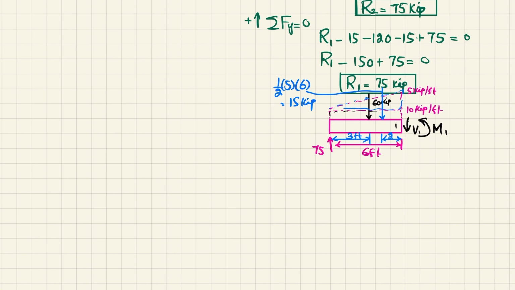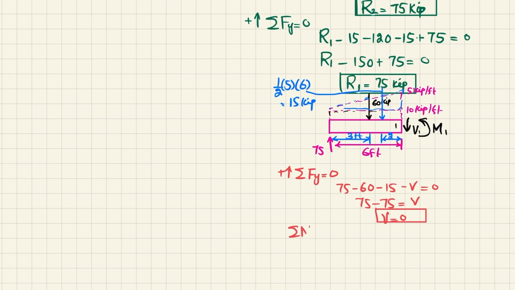Now apply the equilibrium condition in order to get this V1 and M1. So the first equilibrium condition is that the sum of all forces along the y direction must be equal to 0, with upward force taken as positive. So you can see 75 minus 60 minus this 15 minus V is equal to 0. So 75 minus 75 is equal to V. So V is equal to 0. It means that at the mid of the beam, shear force is 0.